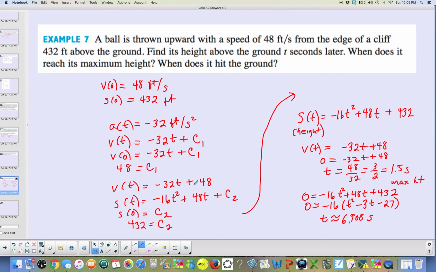Once I get my velocity expression, I find the antiderivative with c sub 2, use my initial condition with the position, and get c sub 2 is equal to 432. So now I've answered the first part of the question, which is to find its height above the ground t seconds later. Now, when does it reach its maximum height? That's when the velocity is 0. So I set the velocity equal to 0, and I find this happens at 1.5 seconds.